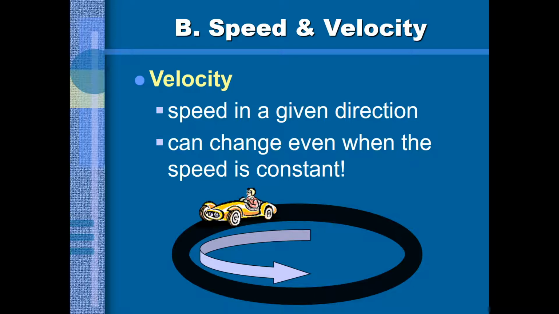For the most part, I will treat velocity like speed, but you need to note that velocity also includes a direction. And if the direction changes, if you make a left-hand turn, you have changed your velocity. Does that make sense?